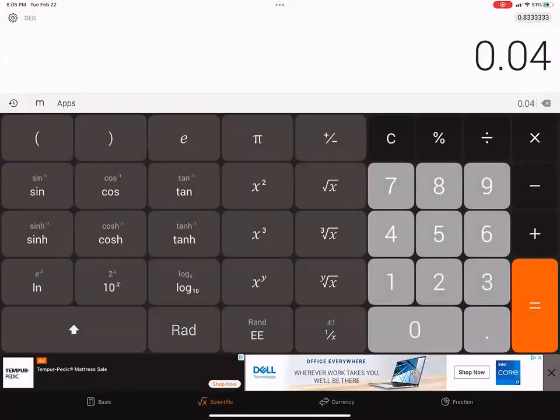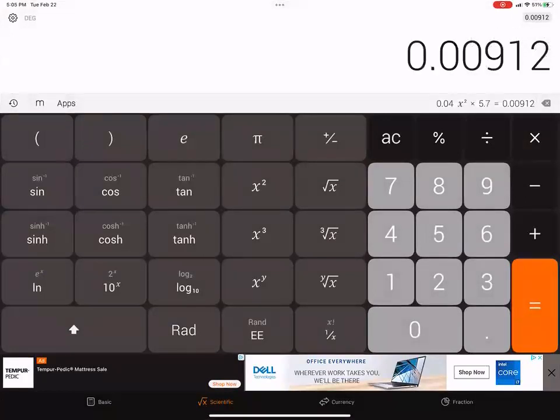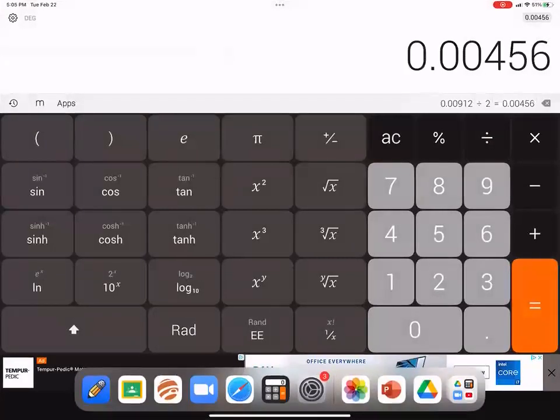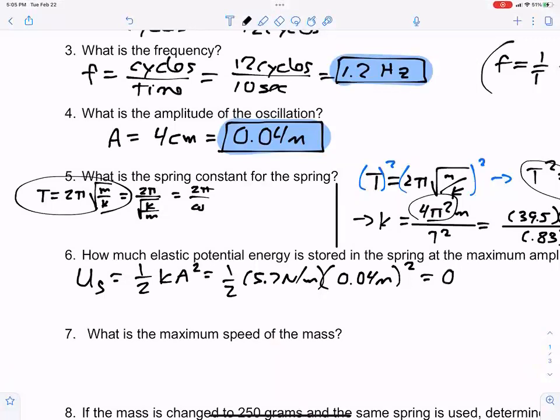.04 squared times 5.7, that would be k, divided by 2. So we're looking at roughly about 0.00456 joules.